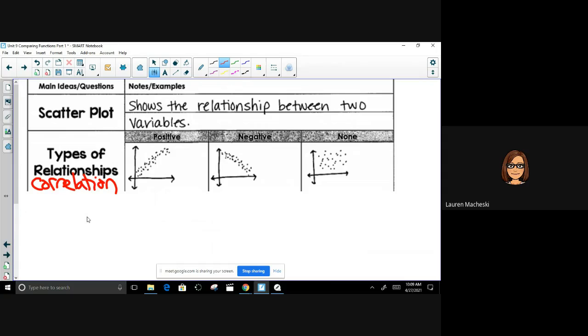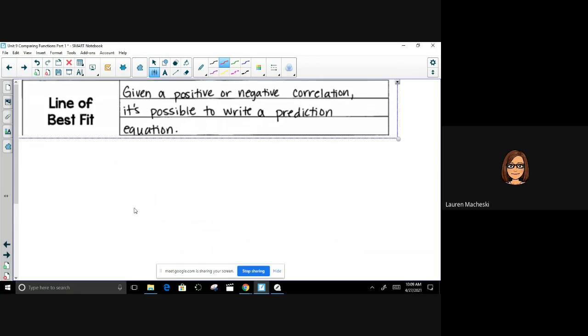So let's get further into this and see if we remember. So your line of best fit. You may just hear it called line of fit or trend line. All of those mean the same thing. So depending on if you're given a positive or negative correlation, it's possible to write a prediction equation. So it helps us make a prediction by writing an equation, and then we can kind of predict other information based off of that.